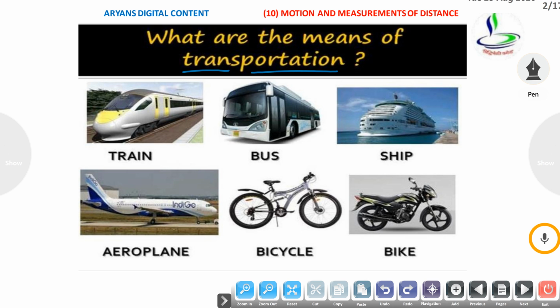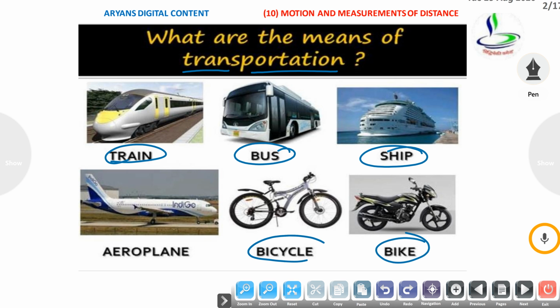Transportation is the movement of man, animal or goods from one location to another location. There are many ways of transportation that we are using, like train, bus, ship, bike, bicycle and aeroplane.